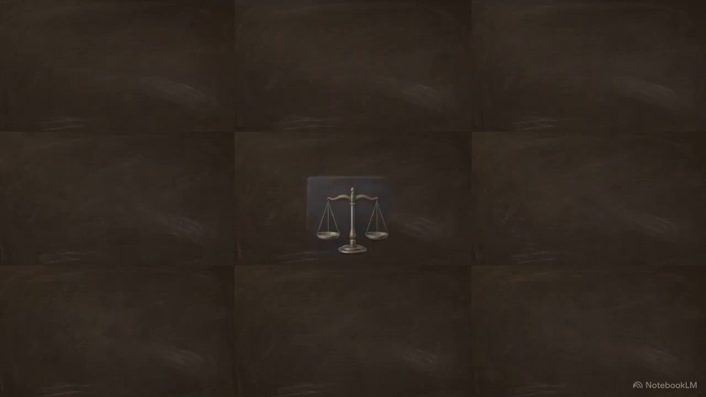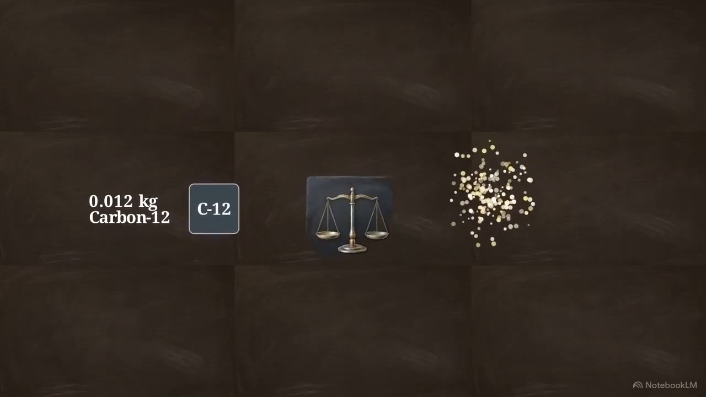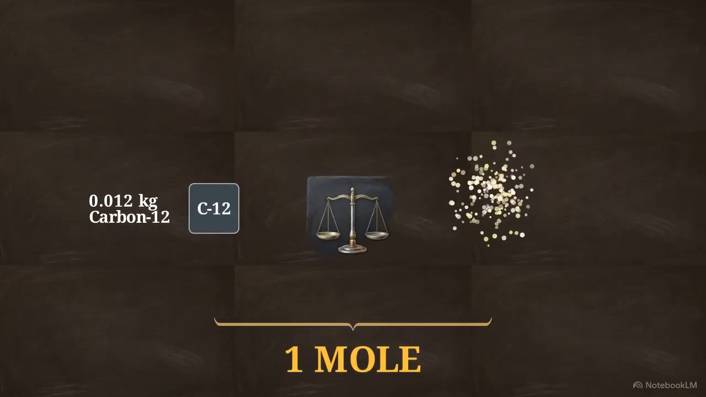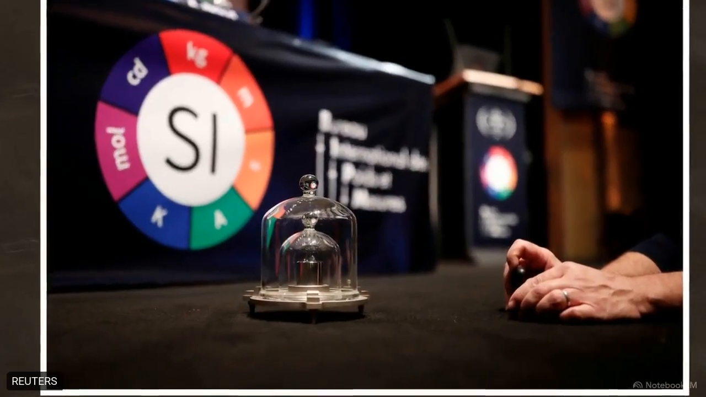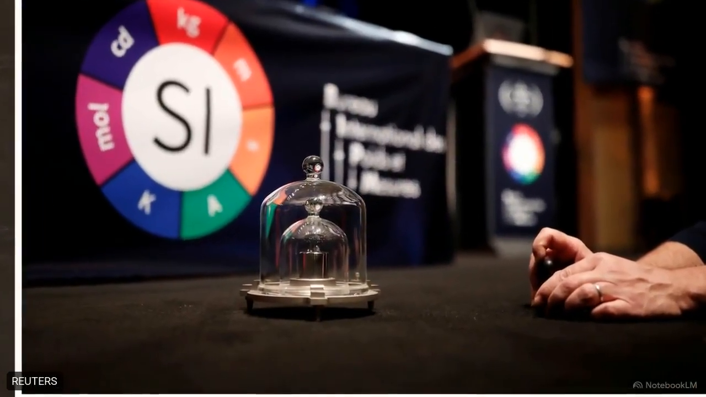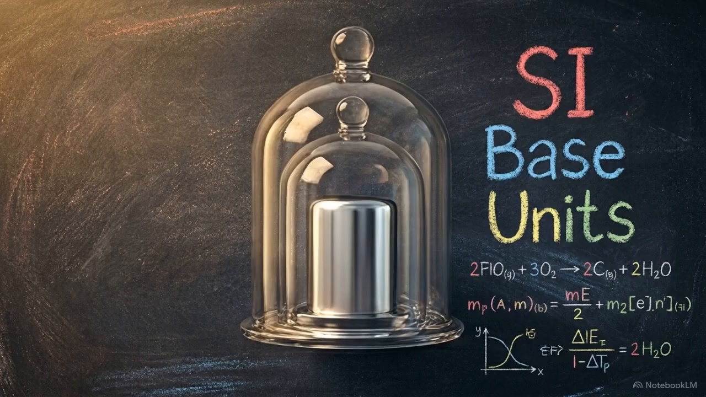For decades, the official standard for the mole was tied to a physical weight, the number of atoms in exactly 0.012 kilograms of carbon-12. But that definition relied on the international prototype of the kilogram, a physical metal cylinder kept in a vault. If the mass of that cylinder fluctuated even slightly over time, the definition of a mole would shift with it.